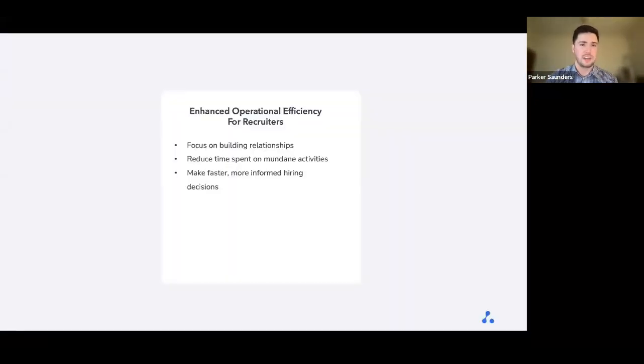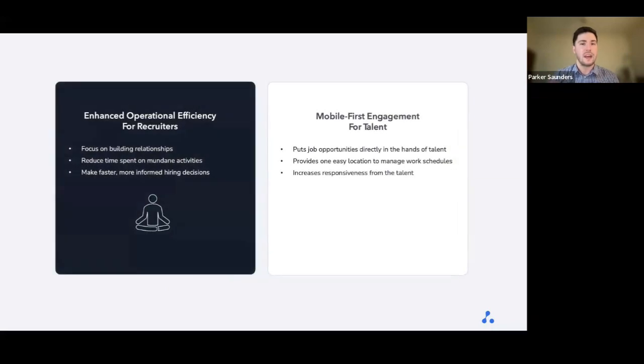So as recruiters seek to focus on building relationships, reduce time spent on those mundane activities, this allows us to make faster, more informed hiring decisions. Again, in many ways, improving the quality of the recruiter's experience themselves and the nature of that work, but also to improve the results that we see on the back end of that. And again, for talent, looking at mobile first engagement, this puts the job opportunities directly in the hands of talent, provides one easy location to manage work schedules and other preferences, and ultimately increases responsiveness from the talent.